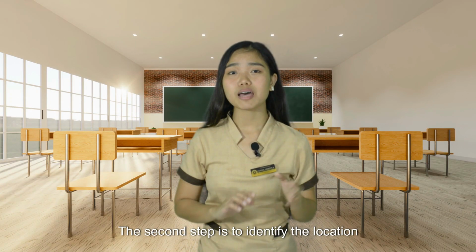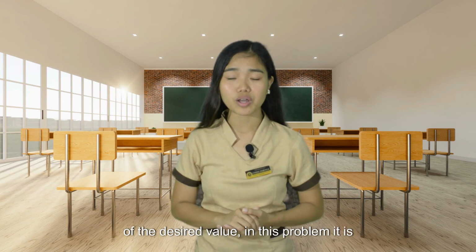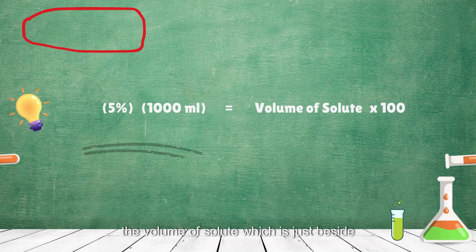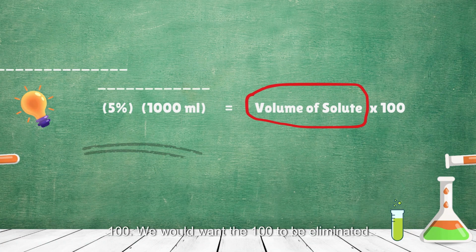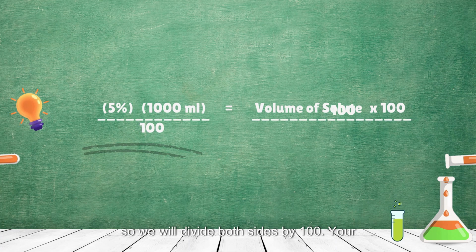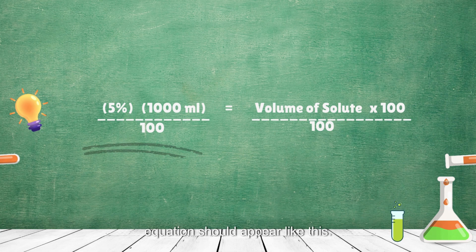The second step is to identify the location of the desired value. In this problem, it is the volume of solute, which is just beside 100. We would want the 100 to be eliminated, so we will divide both sides by 100. Your equation should appear like this.